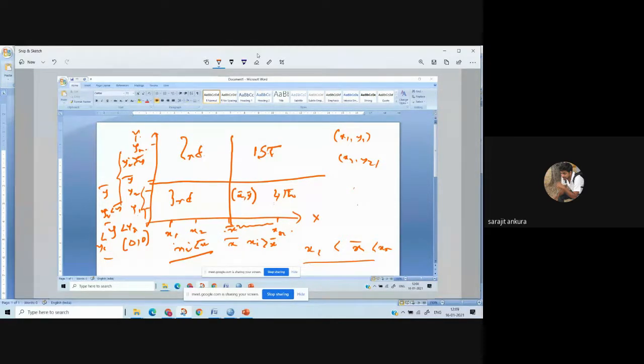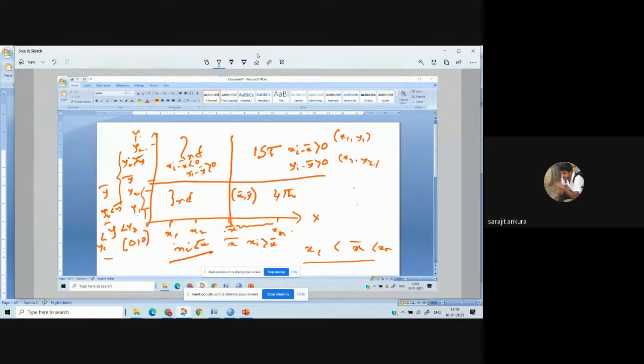So what is the meaning of first quadrant? First quadrant meaning is where xi minus x bar is greater than 0 and yi minus y bar is greater than 0. This is the first quadrant. So what is the second quadrant? Second quadrant is xi minus x bar less than 0 and yi minus y bar greater than 0.